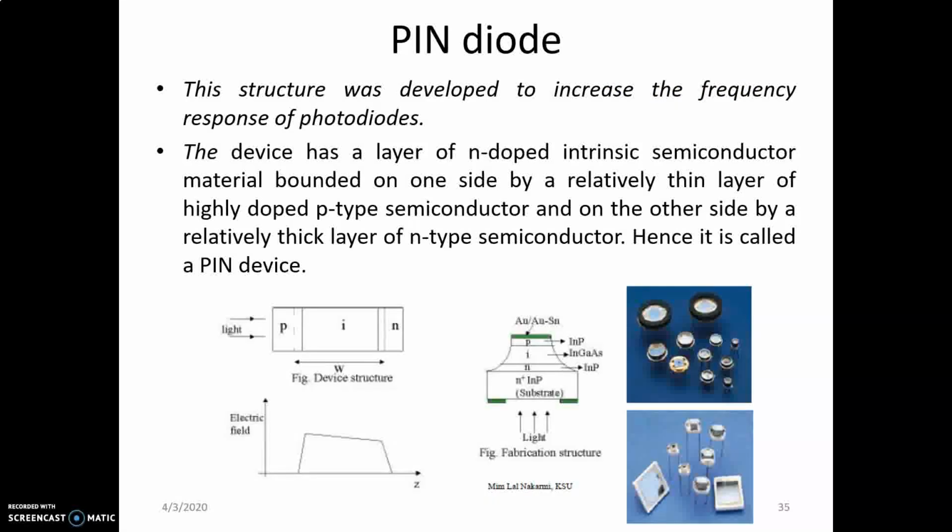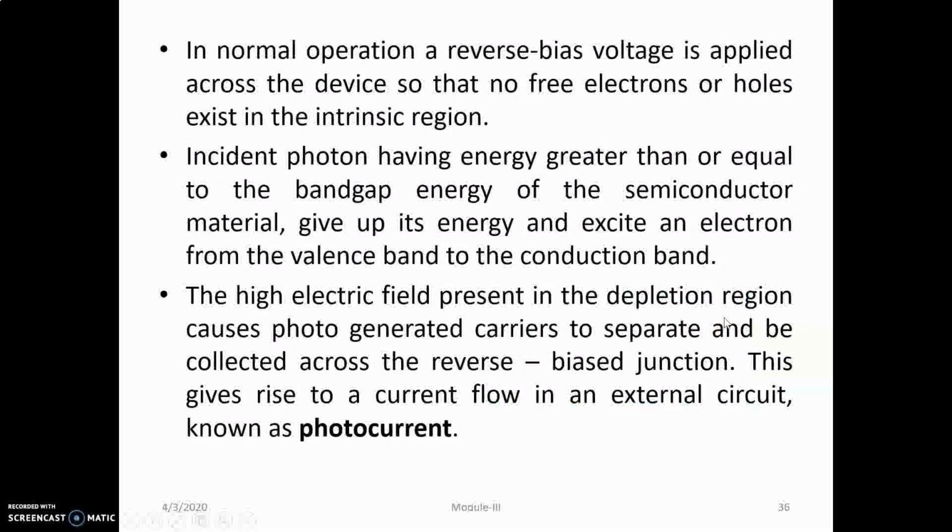The device has a layer of n-doped intrinsic semiconductor which is covered by a highly doped p-type semiconductor and a relatively thick layer of n-type semiconductor. Hence this is called a pin device. You can see here the pin device and its structure, p and n-type semiconductors separated by the intrinsic semiconductor, which is also shown in a different direction and taken from this particular author. You can also see images of how the pin diode looks. I'll move further to the next slide.